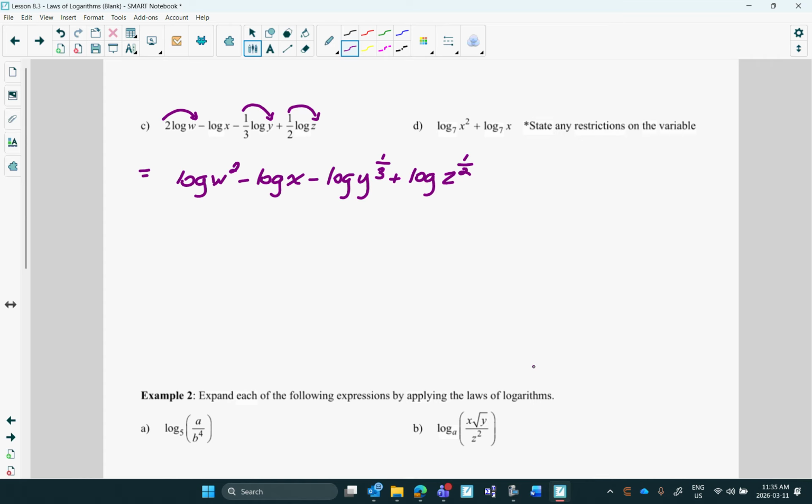Now all I've got are pluses and minuses left. So I'm going to write this as a single log. And I'm going to remind myself, well, this has got a plus in front, so it's going to stay up top. This has got a minus, so it's getting divided. It's going into the denominator. So is this one. But this has got a plus in front, so it's staying here. They're staying in the numerator. So W squared is up top. So is Z to the 1/2. And on the bottom is X, Y to the 1/3.